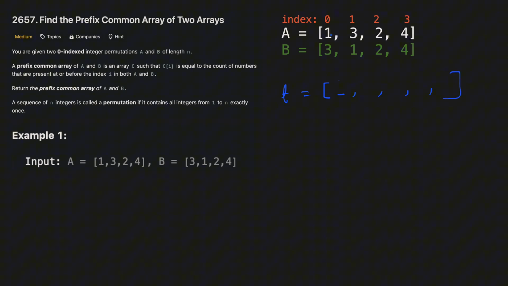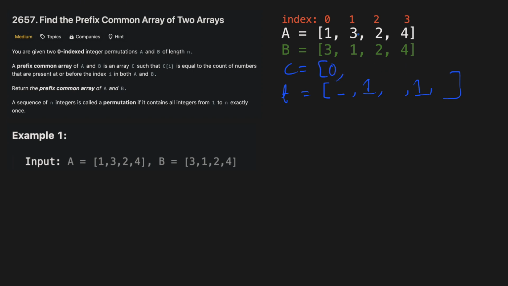So we start with index 0 and the 0th element in A is 1 and in B is 3. And the frequency at index 1 is 0 here. So we will increment the frequency by 1. Similarly, for number 3 also the frequency will become 1. So none of the frequencies became 2. So that means we couldn't find these two as a common element yet. So our common count is 0 and that will be our answer for 0th index.